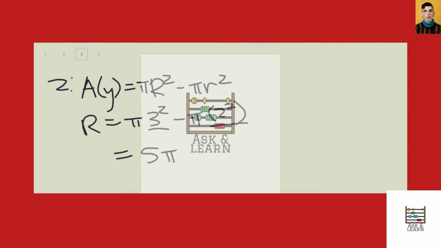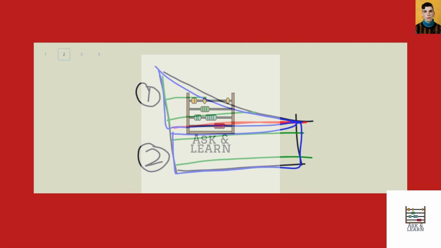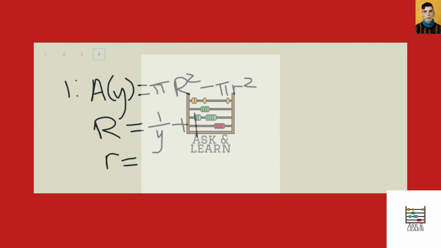Smaller r, if you look at this region, is still the same. It's just still 2. Now we can solve.